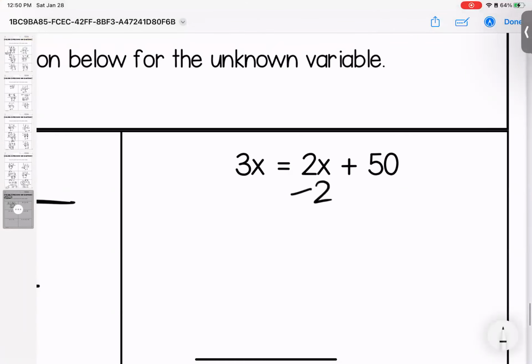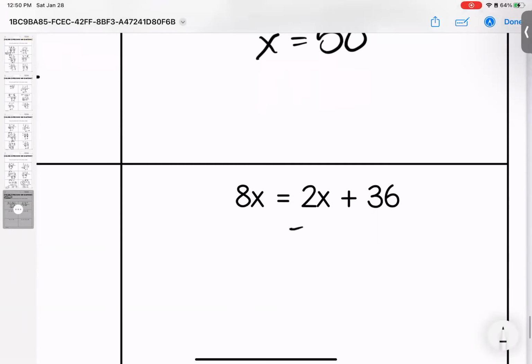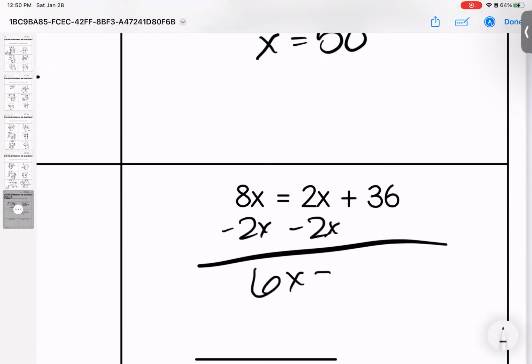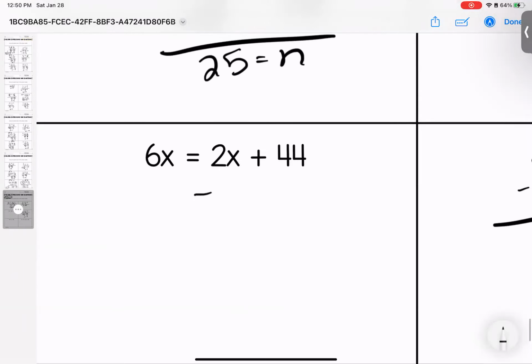Coming over here, always want to try and subtract the variable when possible because we don't want to end up with a negative variable. We're not quite ready for that just yet. We can handle it. We just haven't talked about it in class yet. So we always want to try and get a positive variable. Minus 2x. It's going to get it by itself. 6x is equal to 36. We know what to do with sticky numbers. Divide them. X is 6.